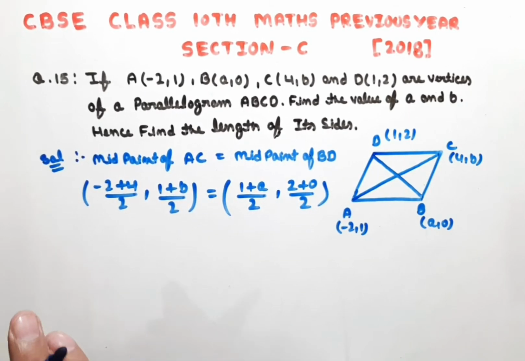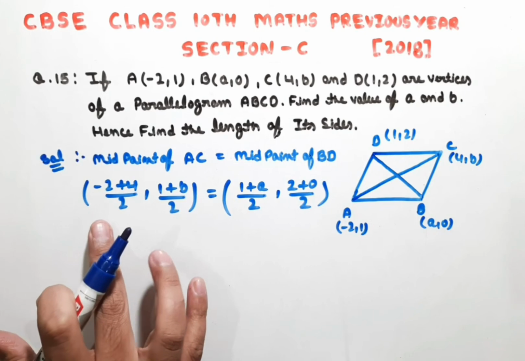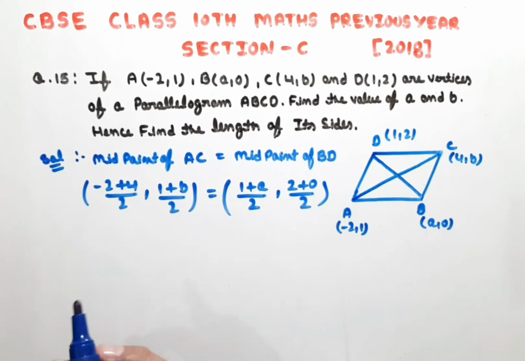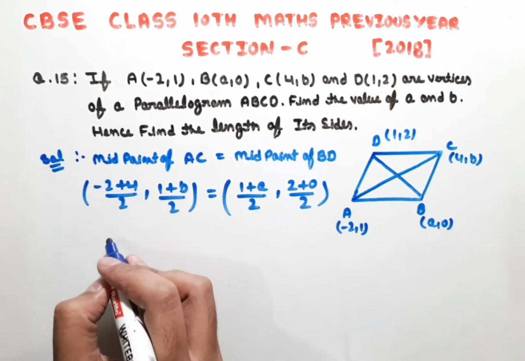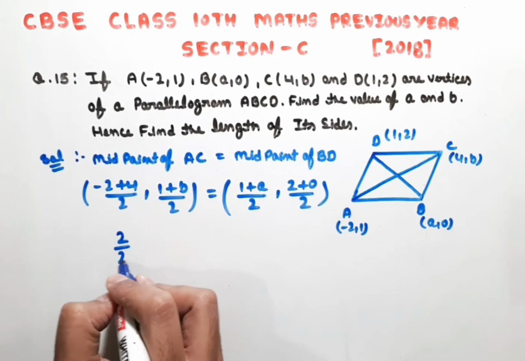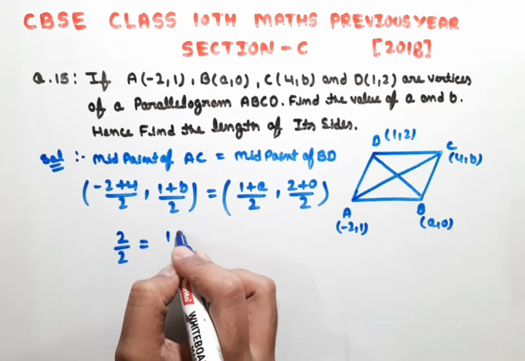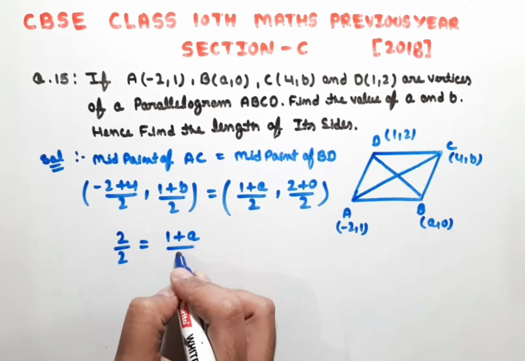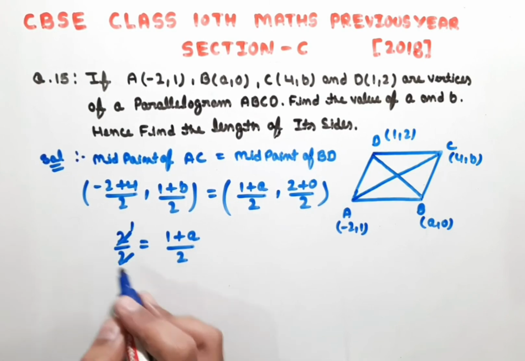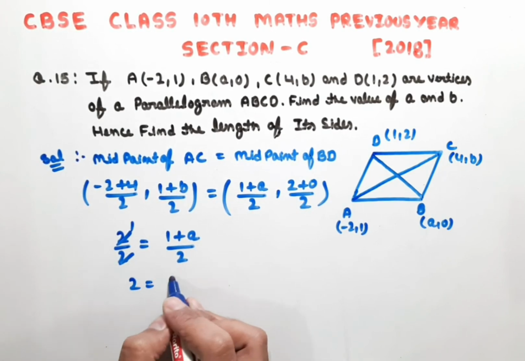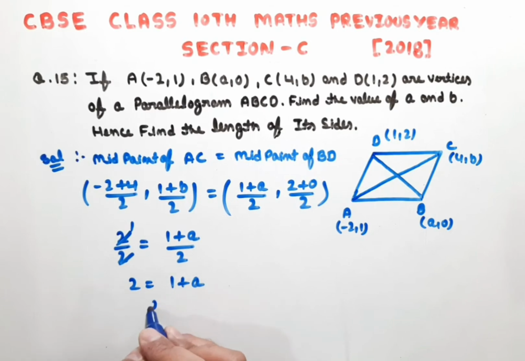Now comparing the midpoint of the x coordinate with the x coordinate. So from here, (-2 + 4)/2 = 2/2 = 1 + a over 2, so 2 = 1 + a. From here, a will be equal to 1.